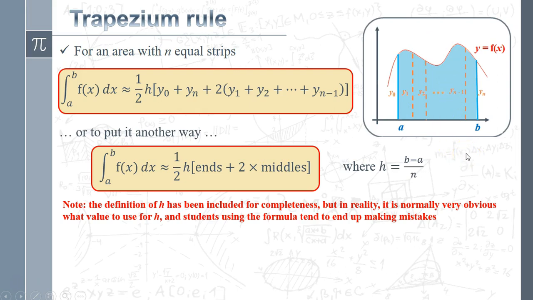You also get this given in the formula booklet, and we've got a formal definition for what value we need to use for h, which is b minus a over n, so the distance between there divided by how many strips.